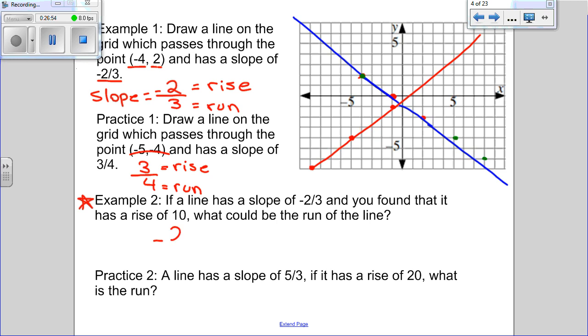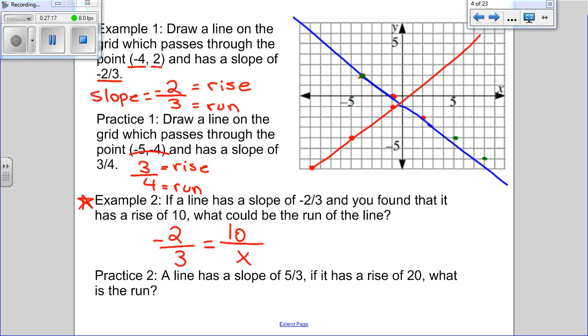But in reality, they said it has a rise of 10. So it equals 10 divided by... do we know what the run is? No. We don't know something in math, we call it x. So what I set up is an equivalent fraction right next to it. Now there's two ways to solve this.